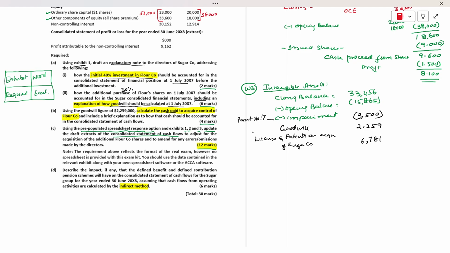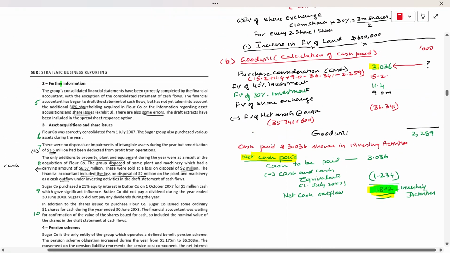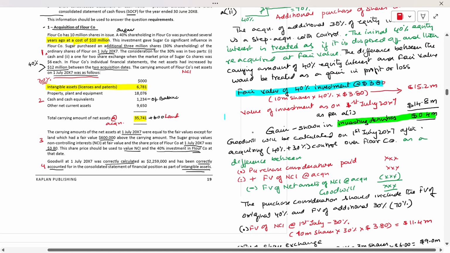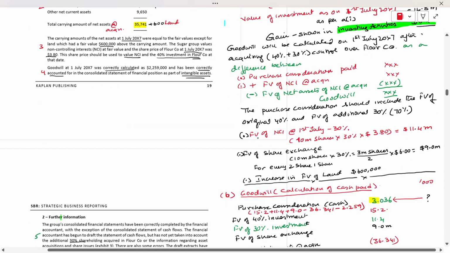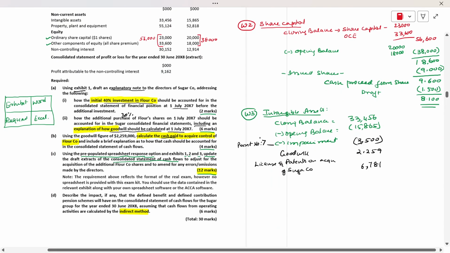You have taken the closing balance, we have taken the opening balance. There is an impairment of 3.5. There is a goodwill of 2.259. The carrying amount of the company consists of net assets. In the net assets, how much is the intangible assets? Intangible assets of 6781. If you take all the things, how much is the difference you will get? Check.